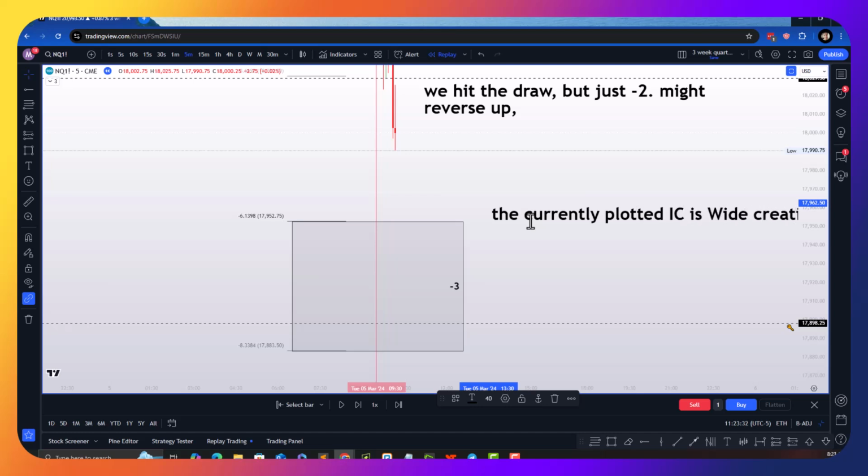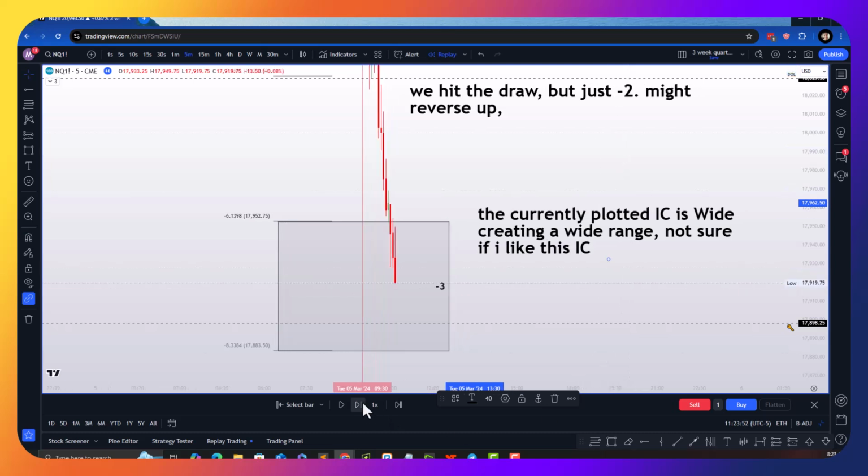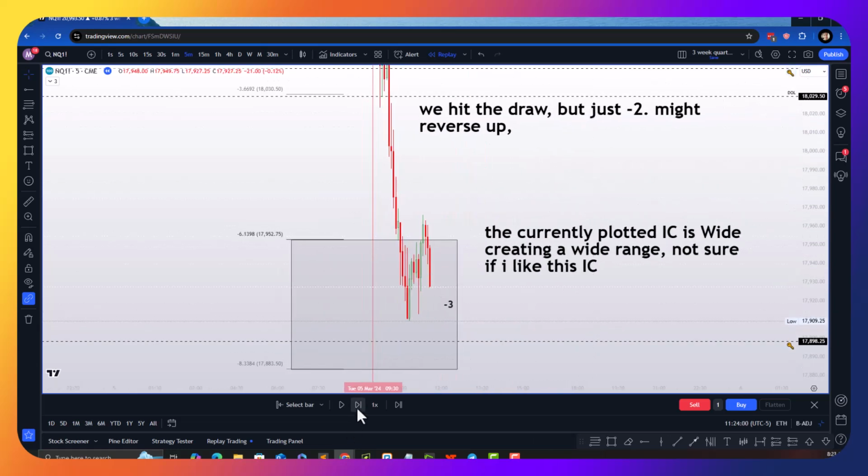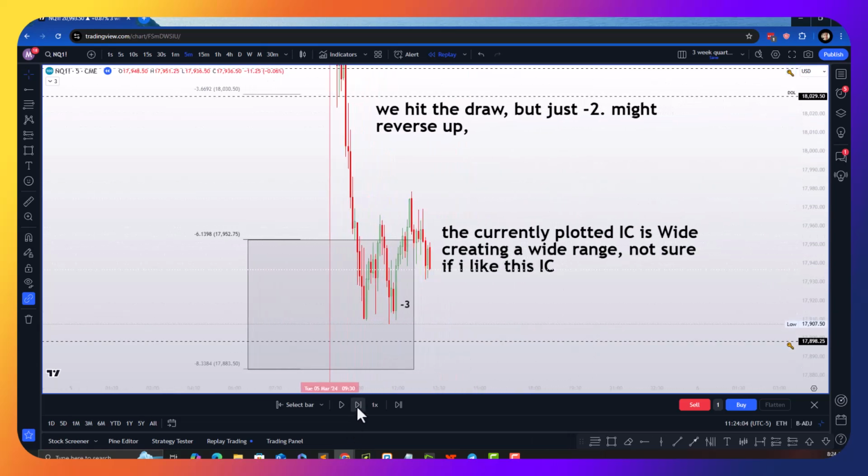Okay, and here I'm marking out -3, which is a typical low of the day. This initial condition is quite wide, so you can see that these levels are wide apart. I wouldn't expect it to get beyond -3 unless this is just a super crazy bearish day.